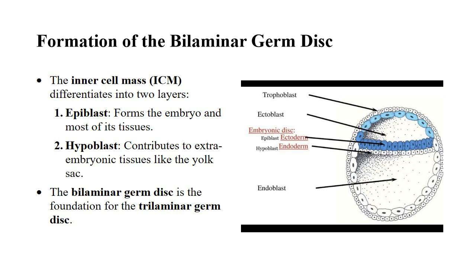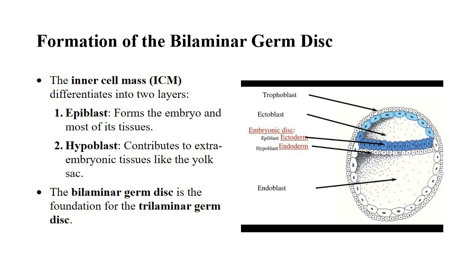Fifth, formation of the bilaminar germ disc. After implantation, the inner cell mass of the blastocyst differentiates into 2 distinct layers. Epiblast, the upper layer that gives rise to most of the tissues and structures of the embryo. Hypoblast, the lower layer that contributes to extraembryonic tissues such as the yolk sac. These layers form the bilaminar germ disc, a precursor to the 3 primary germ layers.